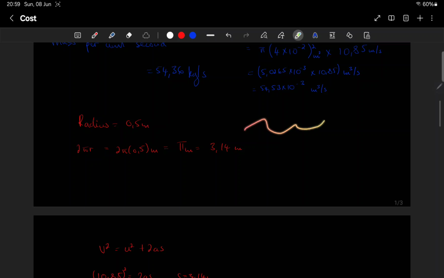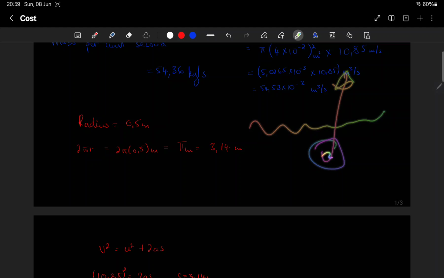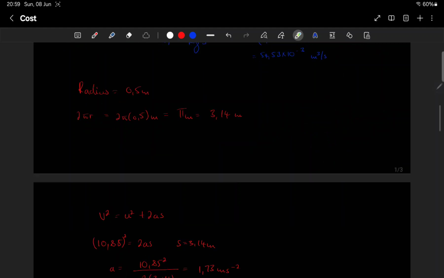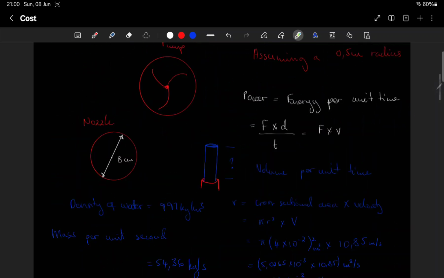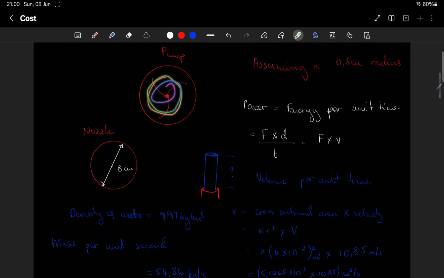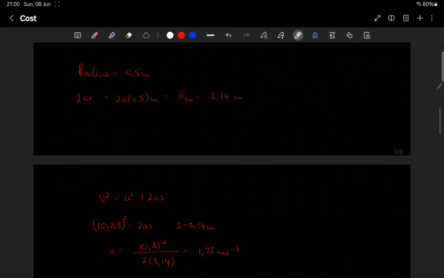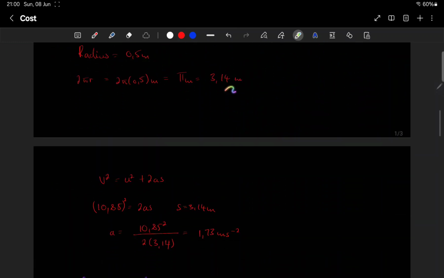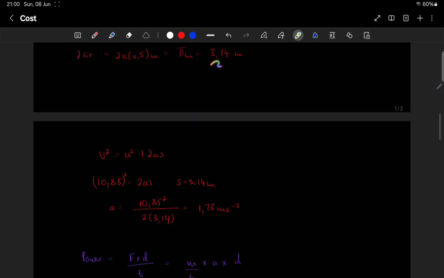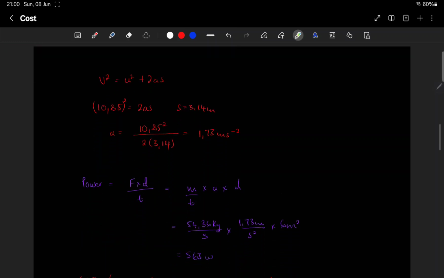What I mean by that is the water is initially stationary, and then the pump pushes the water out of the nozzle at a velocity of 10 meters per second, starting from 0 meters per second, within the distance that is available inside the pump. So what would the acceleration be? I assumed a 0.5 radius that gives me a circumference of 3.14. There's another underlying assumption here, but I won't go through it. Going through the calculations, I get an acceleration of 1.3 meters per second.